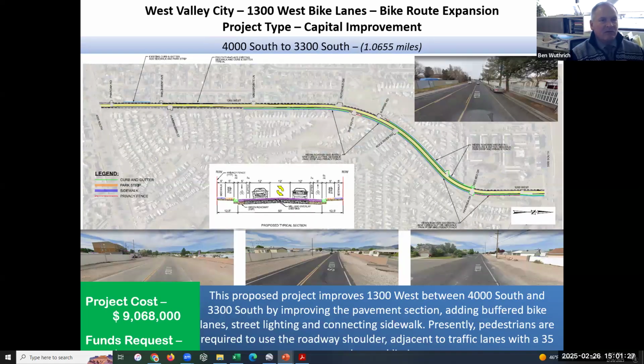Next project is a request from West Valley City on 1300 West. This is for a uniform cross section between 4000 South and 3300 South, a little more than 1 mile in length. Estimated project cost is a little more than 9 million. The funds being requested are just under 5 million.